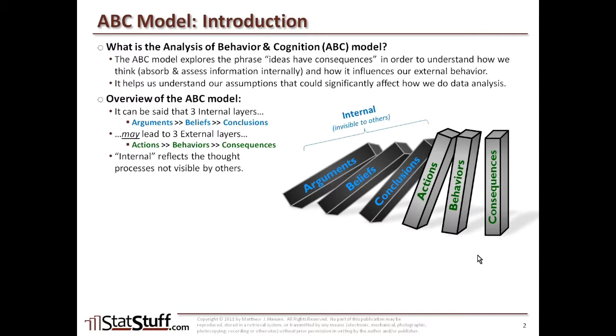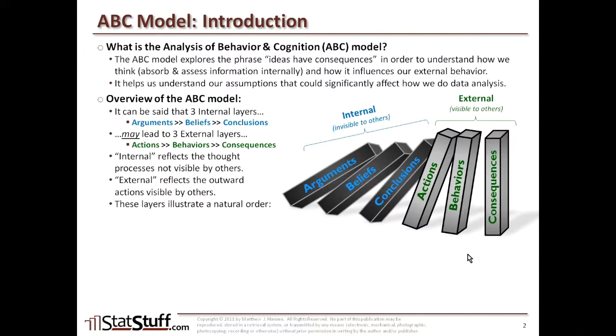When we say internal layers, what we're saying is these are the layers that are affected in our thought processes. They're not visible to others. They're internal to us and how we think. External refers to the things that other people can see, the outward actions, some of those things that are visible to other people externally.